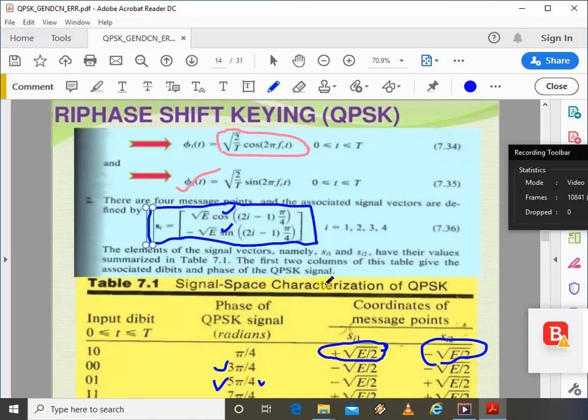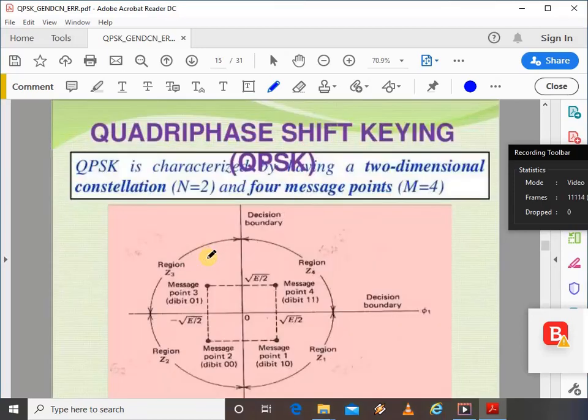So this is a signal space characterization of a QPSK signal. Here I have shown the dibit 1 0, which is represented by phase pi by 4, dibit 0 0 represented by the phase 3 pi by 4, dibit 0 1 is represented by the carrier phase 5 pi by 4, and dibit 1 1 is represented by the phase 7 pi by 4 of the carrier signal. Once you know the coefficients of the message signal and also the magnitude of the message signal, one can represent it in a signal space.